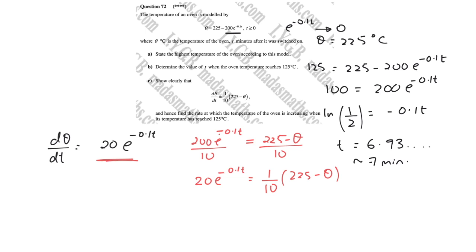Yes? Okay. Let's move on to the next part where it says, hence find the rate at which the temperature of the oven is increasing when its temperature has reached 125 degrees C. Well, that's easy, right? So you know that theta is equal to 125 degrees C. You're finding d theta over dt, yes? Because it says find the rate at which the temperature is increasing, so it will be a positive answer. So you sub it in? Yeah, you just sub in theta as 125 degrees.